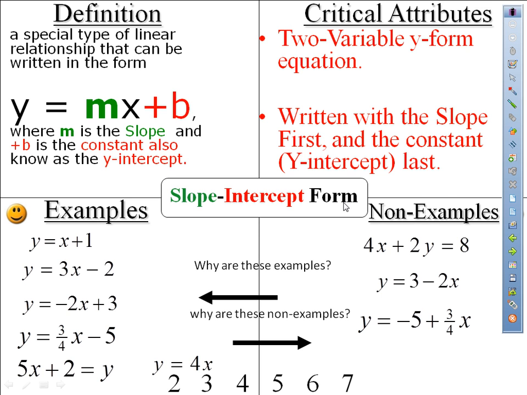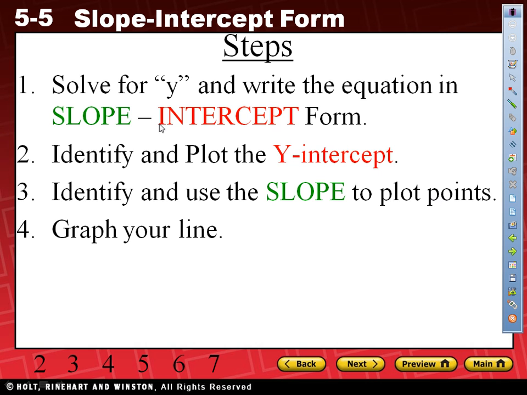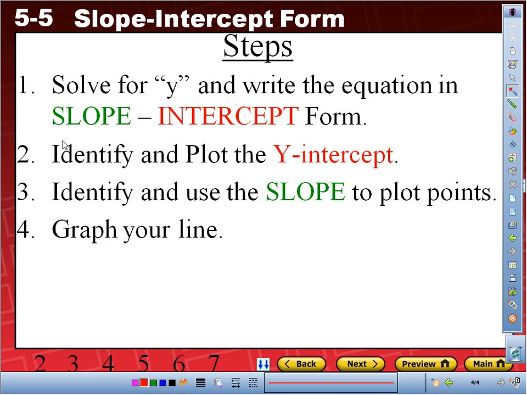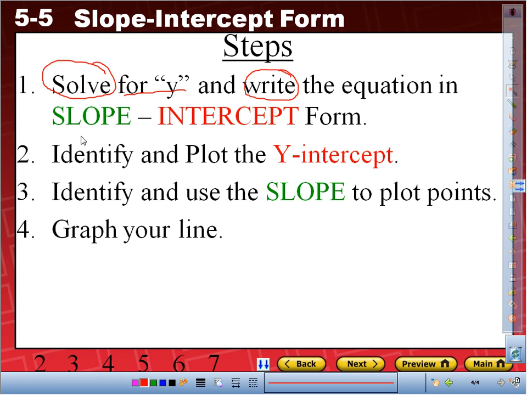All right, let's go to the steps. I gave you 4 basic steps. Circle these words so that you can remember the steps. Step 1, we need to solve for y. How we've been doing that for all the other ones, yes? Solve for y. Second thing on the first step, we need to write the equation in what form? Slope-intercept form. So step 1, solve for y, and then write an equation in slope-intercept form.